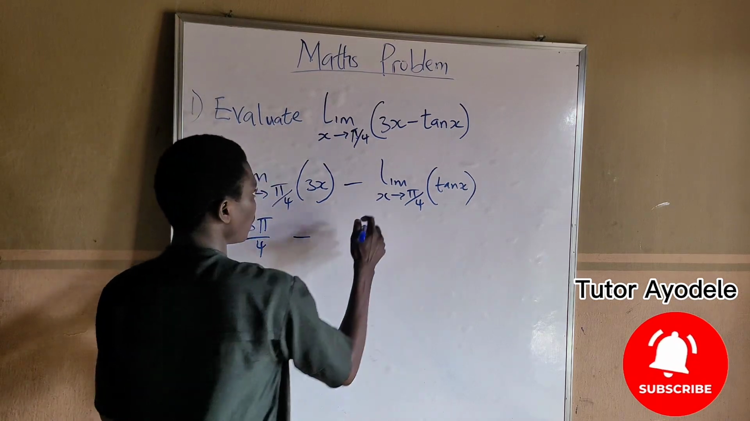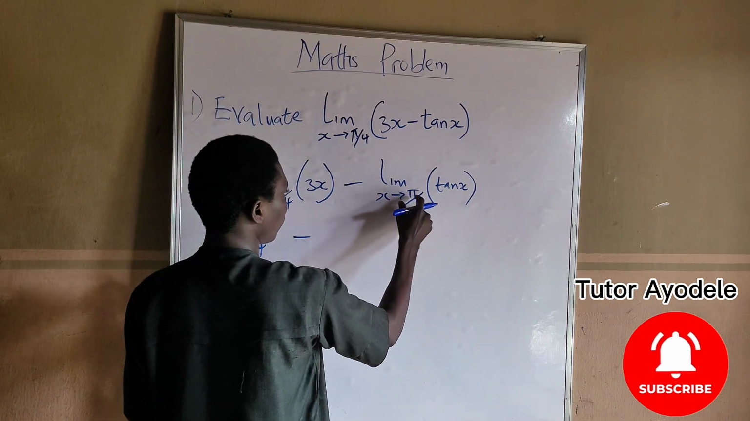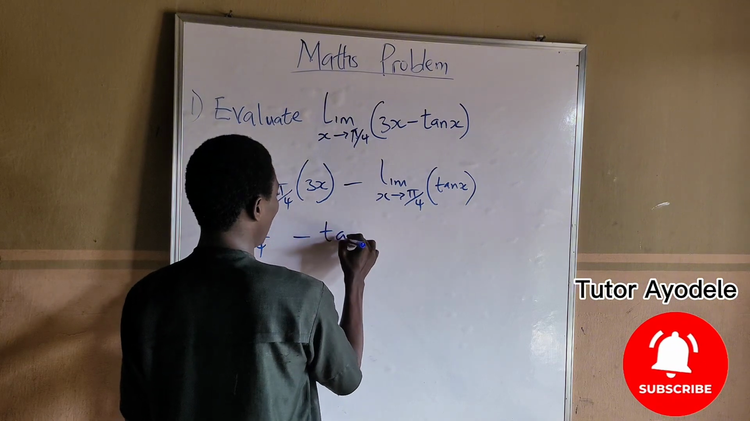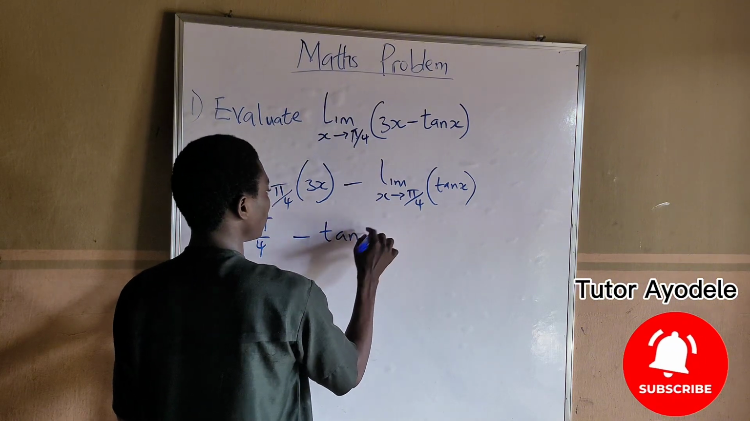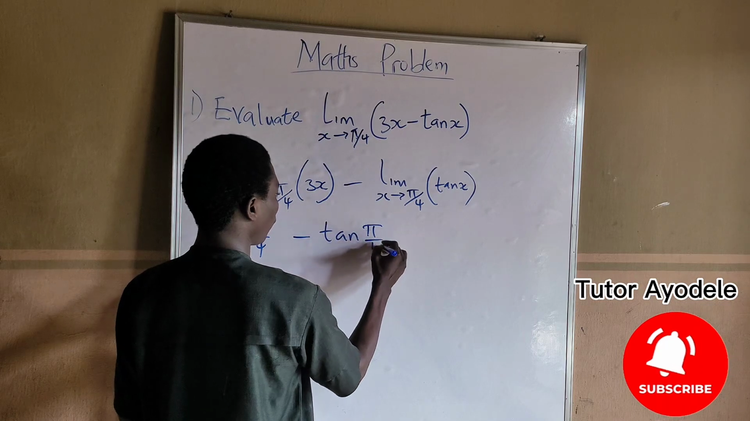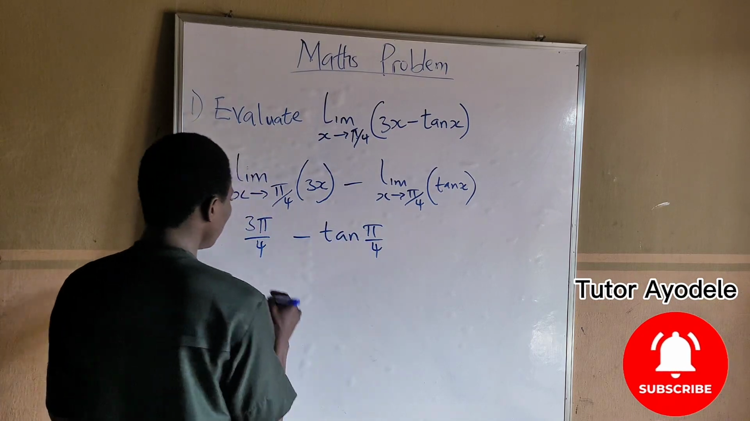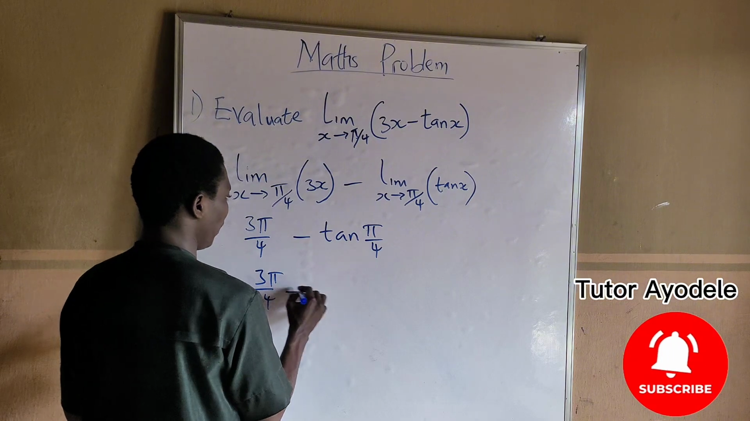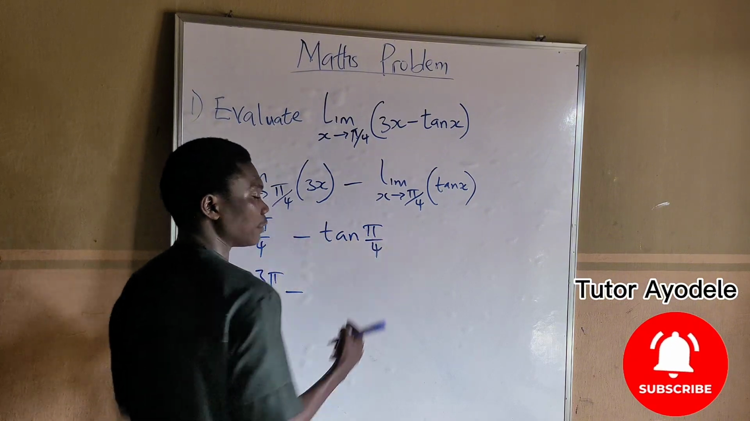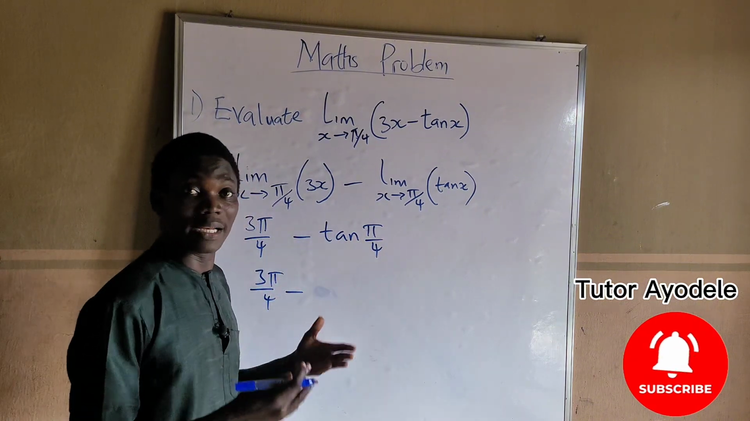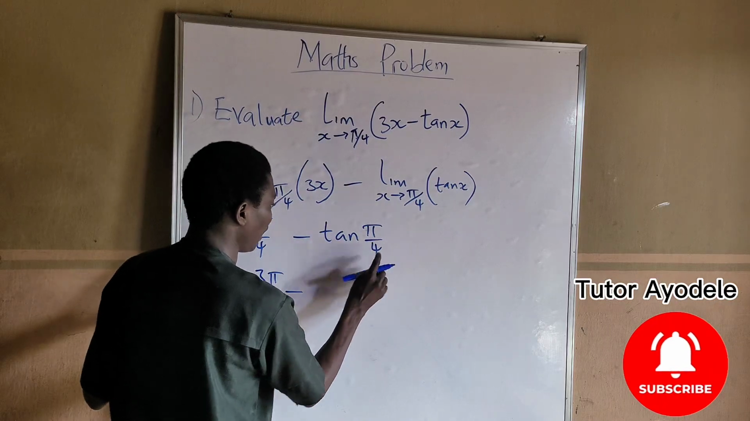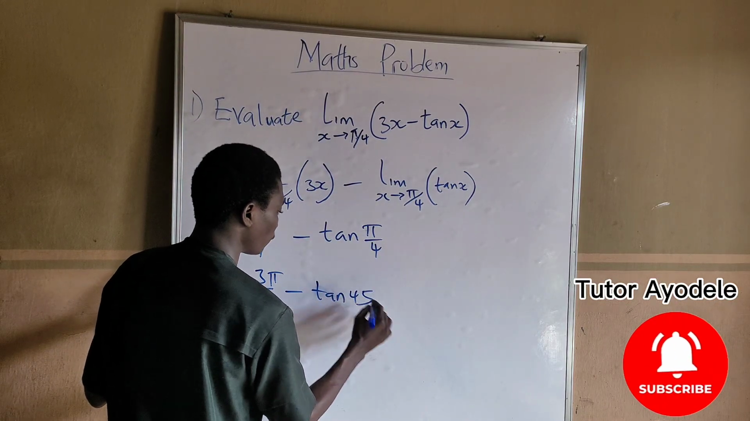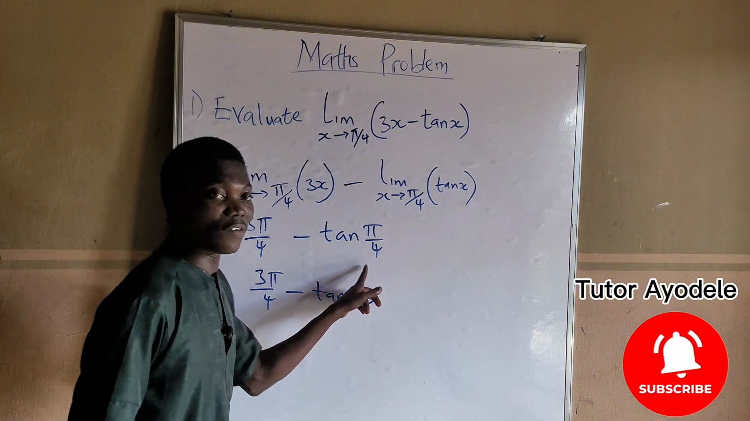Okay? Minus. Now, if we replace x here with pi over 4, we'll be left with tan pi over 4. Okay? This will be 3 pi over 4 minus tan pi over 4. Now, what is pi? Pi means 180. So if you say 180 divided by 4, that will be tan 45. 180 over 4 is 45.